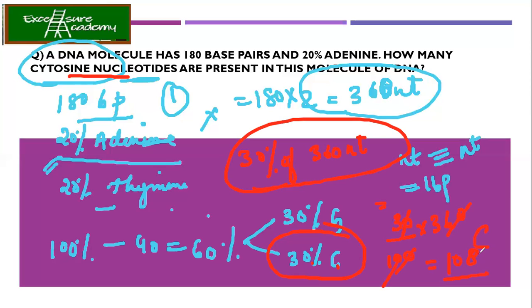Is it clear? Yes, ma'am. See, this is what I'm saying. It's very easy. The only thing is you need more and more practice. And do not get confused between base pair and percentage. The question was how many cytosine nucleotides are present. If they were asking what percentage is present, then you would have said 30%. Then it becomes even easier, right?